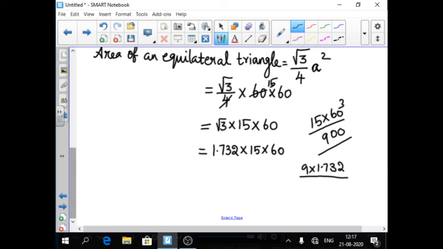So when we multiply 9, what do we get? 9 2s are 18, balance 1, 9 3s are 27, 27 plus 1, 28, balance 2, 9 7s are 63, 63 plus 2, 65, balance 6, 9 1 is 9, 9 plus 6, 15.